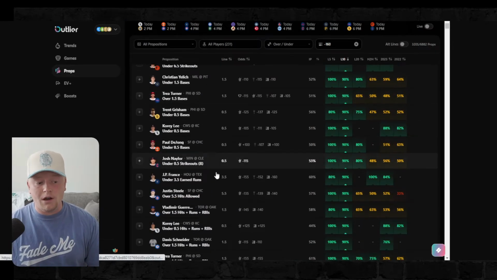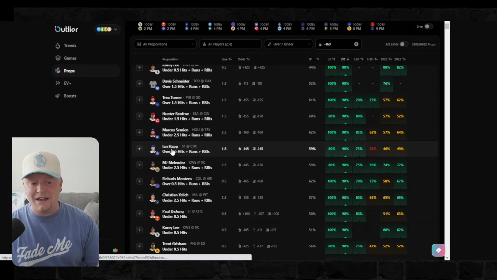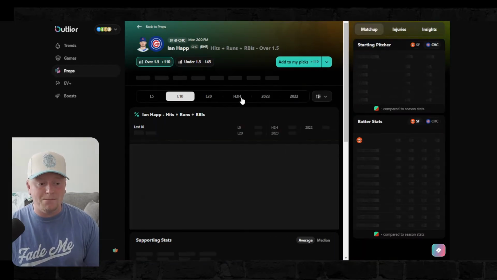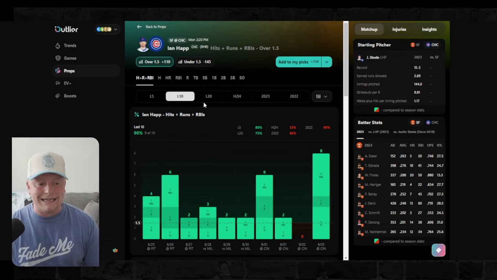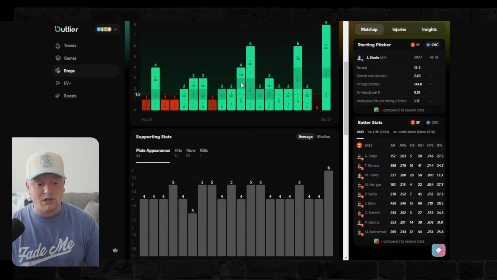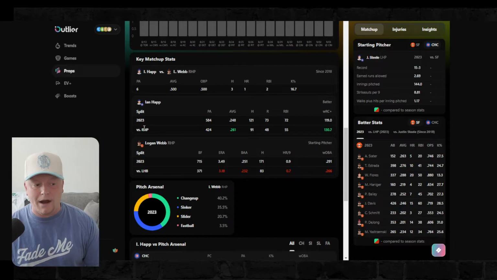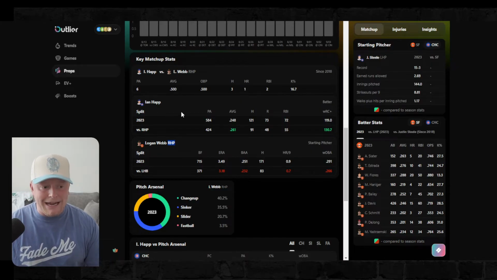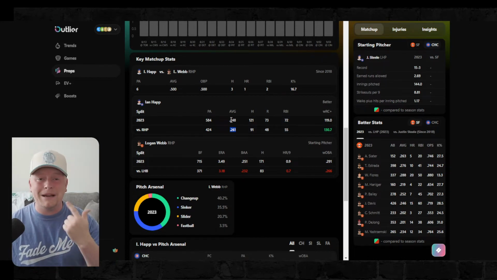So we go back to the drawing board here, like this one. Ian Happ, over 1.5 hits, runs, and RBIs. We see a few green bars here. In his last 10, he's hit it in 9. In his last 20, he's been doing really well as well. If we scroll down, is he batting better against right-handed pitchers than he is on the season? Yes, he's going up against Logan Webb today, a right-handed pitcher. Versus righties, Ian Happ's average is up about 13 points there, .261 against .248. So now we have the trends, and we have him against the righty split.